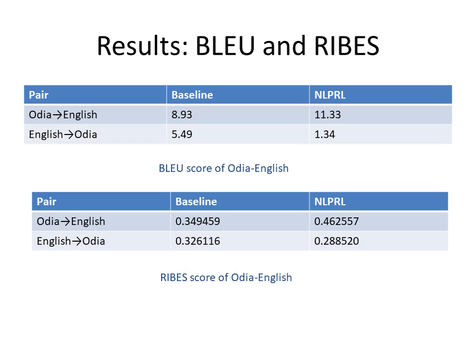In case of Odia to English, our system secured 11.33 BLEU score as compared to baseline 8.93, whereas from English to Odia, the BLEU score is 1.34 as compared to baseline 5.49. Similarly, RIBES scores, we got 0.4625 as compared to baseline 0.34, and English to Odia 0.2885 as compared to baseline 0.3261.